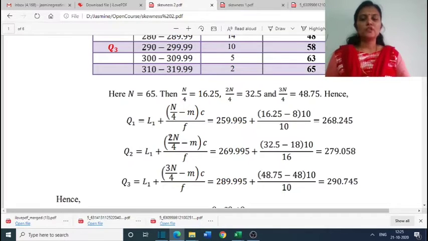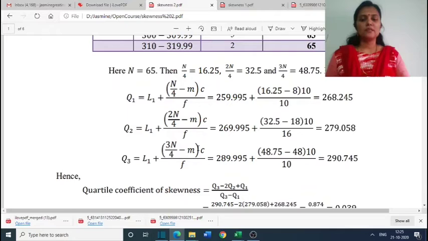Q2 is equal to L1 plus 2n by 4 minus m into C by F. The Q2 class lower limit is 269.995, 2n by 4 is 32.5, m is the cumulative frequency just above the class, that is 18, F is 16, and C is equal to 10. So Q2 is 279.058. Now Q3 is equal to L1 plus 3n by 4 minus m into C by F, which is 289.995 plus 48.75 minus 48 into 10 by 10, which is equal to 290.745.